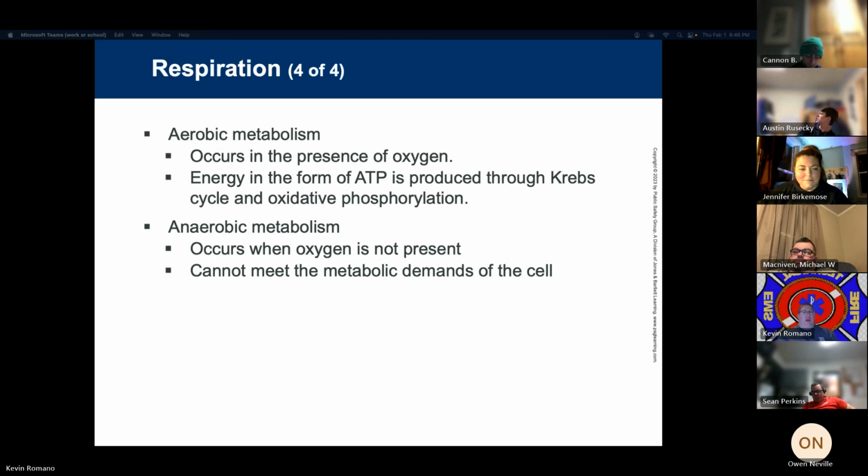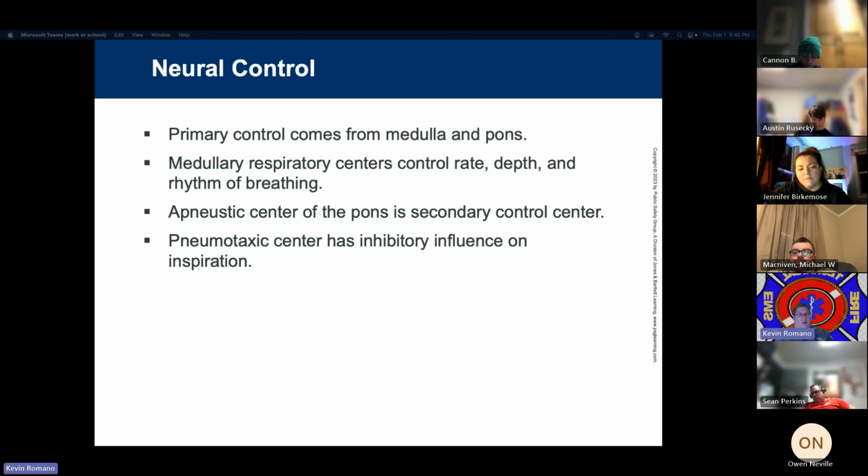Anaerobic metabolism occurs when oxygen is not present and cannot meet the metabolic demands of the cell. So glycolysis results in less ATP production. Adequate levels of perfusion and external ventilation must be present for aerobic internal respiration. So you have to have those for respiration. I'm not going to go too in depth on that. That's getting more into paramedic stuff.